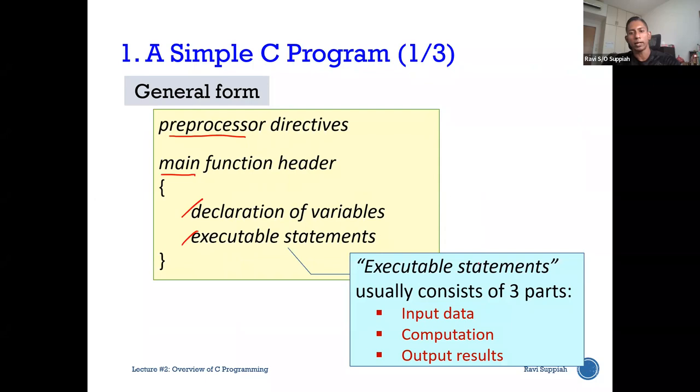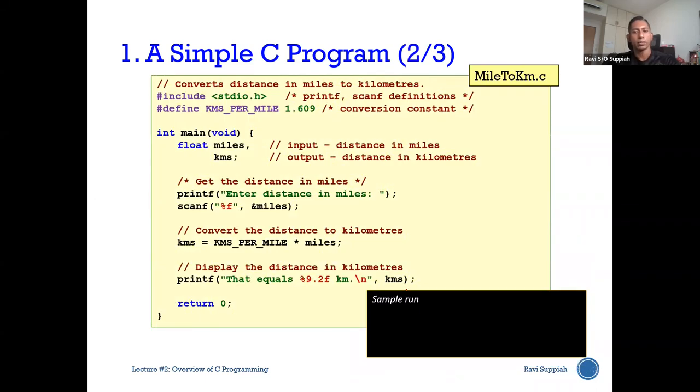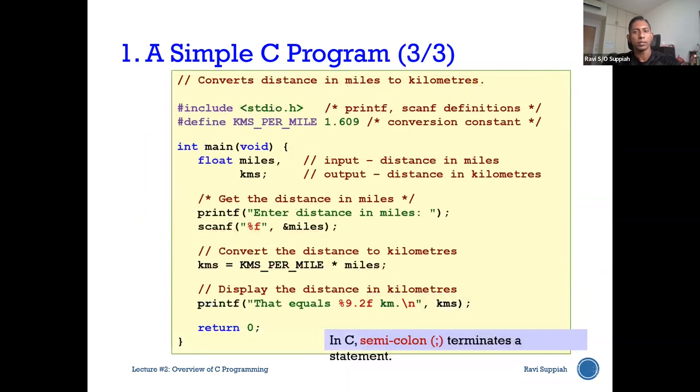So when you talk about functionality, it usually consists of three parts, correct? There's always some input data, there is some computation you want to carry on, and finally you want to get the output results. All right, so this is just to show you a very simple example where you have a C program. So all the details, I will show you over here.